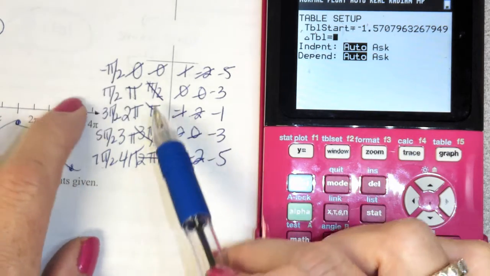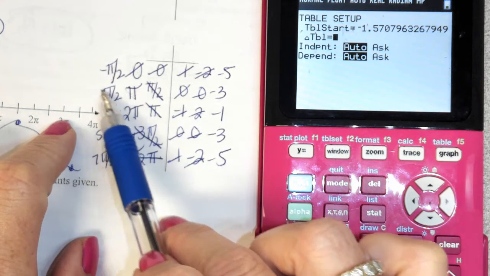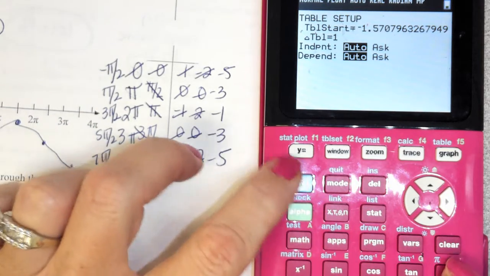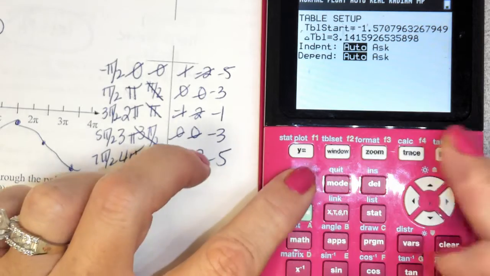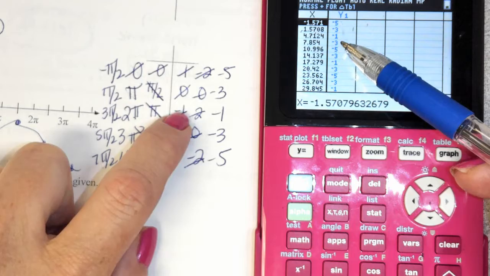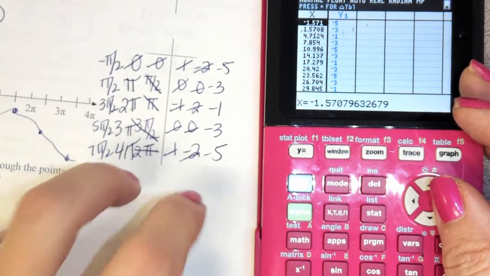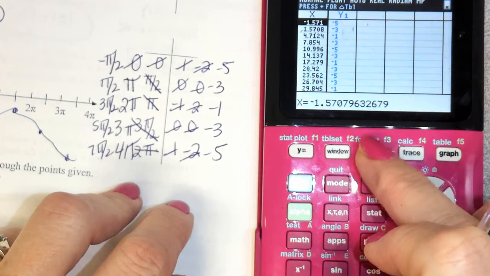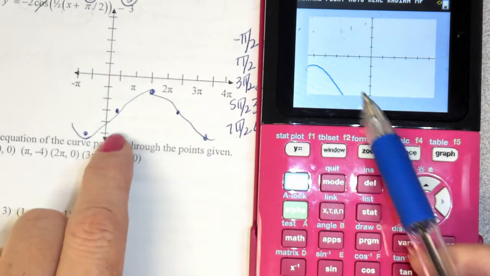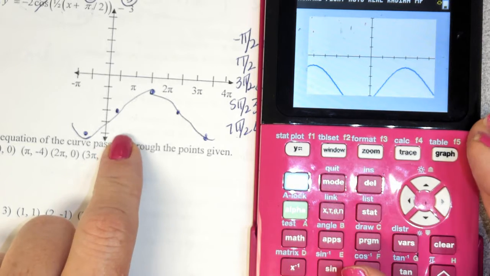Delta table. That means how much are we adding every time to these x's in our table? How much are we going up by every time? Pi. So I'm going to go up by pi. And now when I look back at my table, look at this. -5, -3, -1, -3. See how I can check it now? And I know that I did that right. These are the correct points. I think that's even better than just looking at the graph, because looking at this graph, I can't really tell if my points are exactly right. But by looking at that table, I can tell if those points are exactly right.